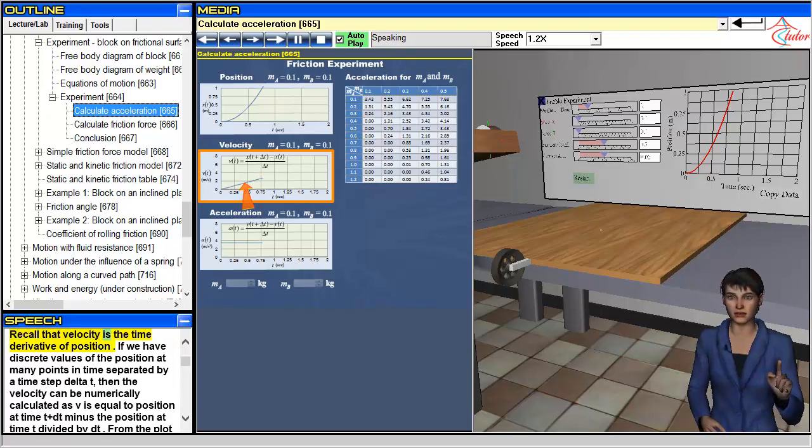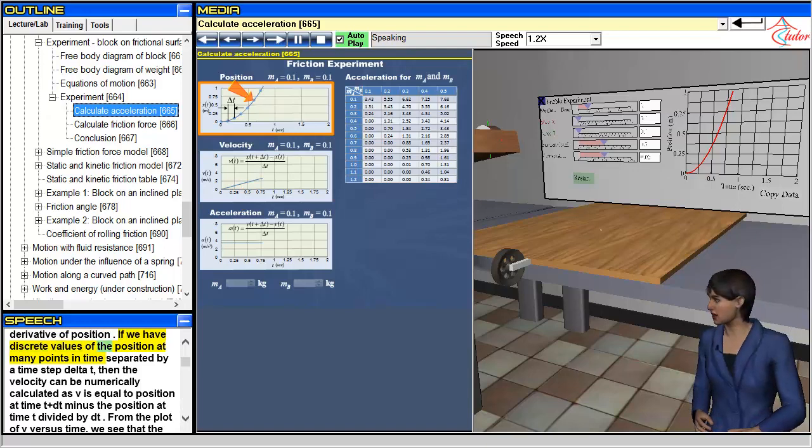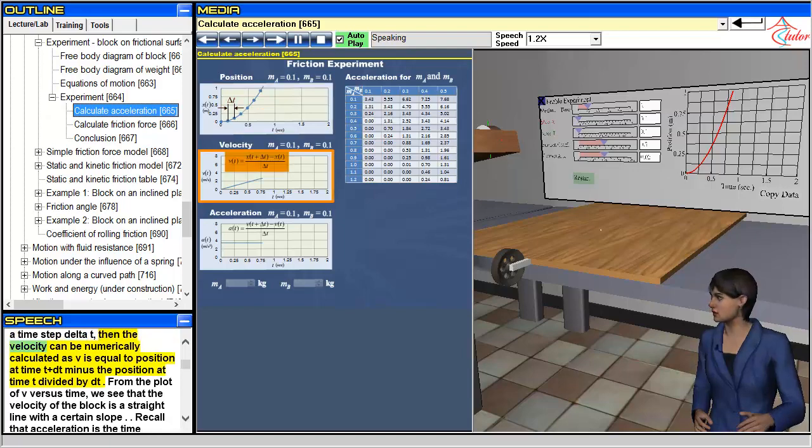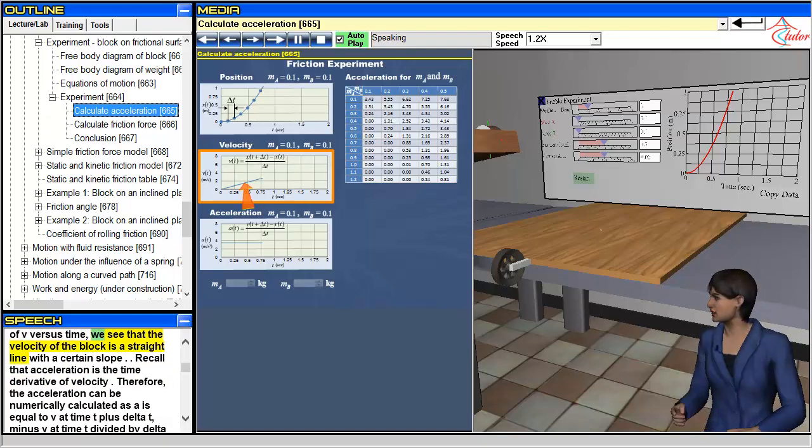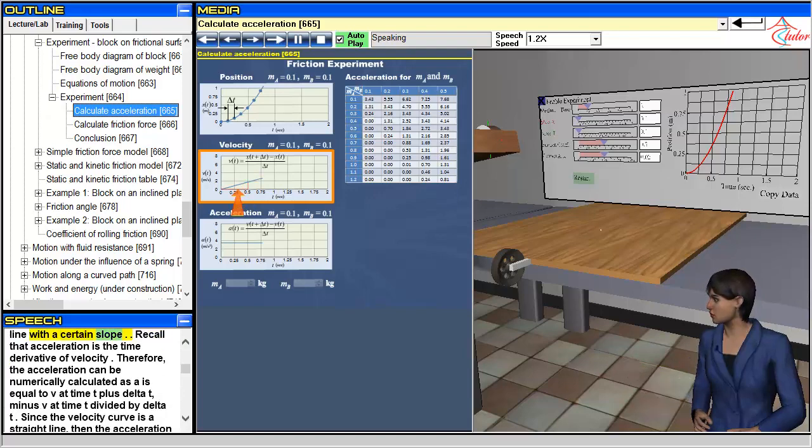Recall that velocity is the time derivative of position. If we have discrete values of the position at many points in time, separated by a time step delta t, then the velocity can be numerically calculated as v is equal to position at time t plus delta t, minus the position at time t, divided by delta t. From the plot of v versus time, we see that the velocity of the block is a straight line, with a certain slope.